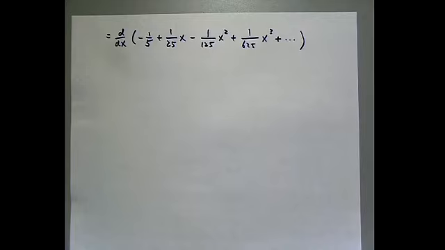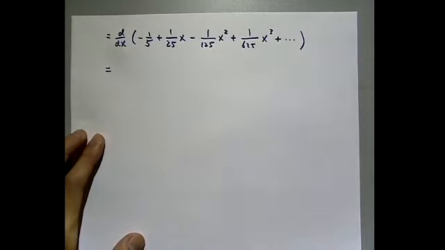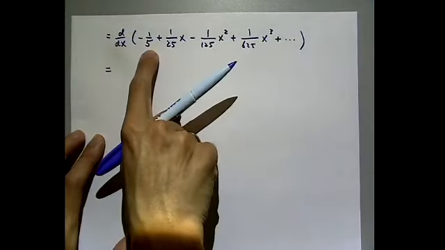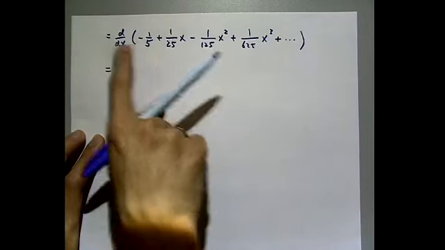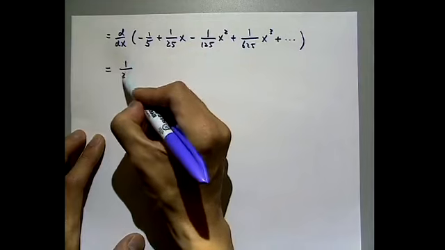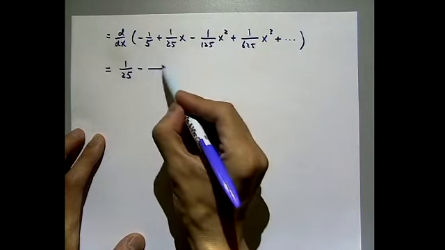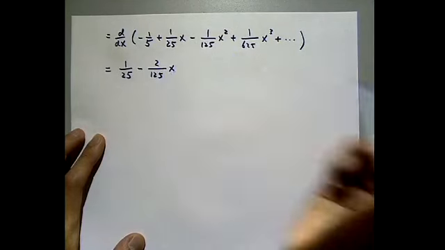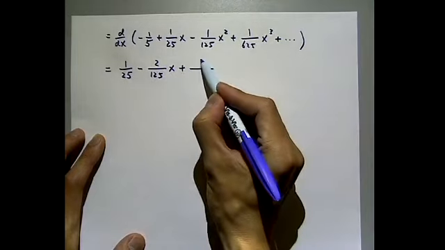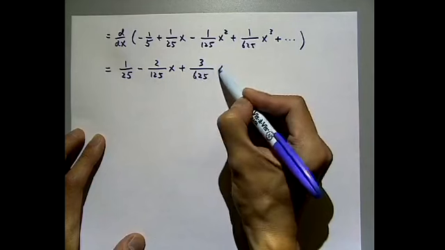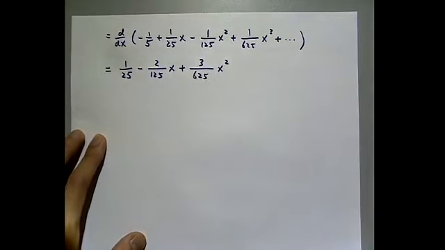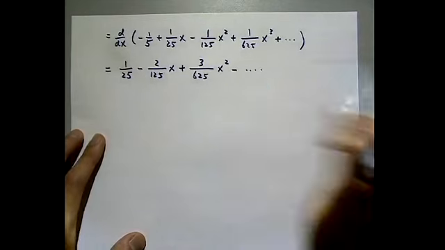Just always remember, if you don't like series, write a few terms out. You know how to deal with this, even if you don't feel comfortable with dealing things in a summation notation. That's okay. Take the derivative. The first one is a constant. It disappears. The next one is 1 over 25. And then minus 2 over 125 x plus 3 over 625 x squared, right? And then this continues on.